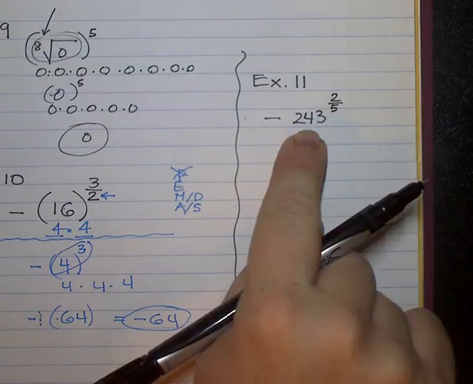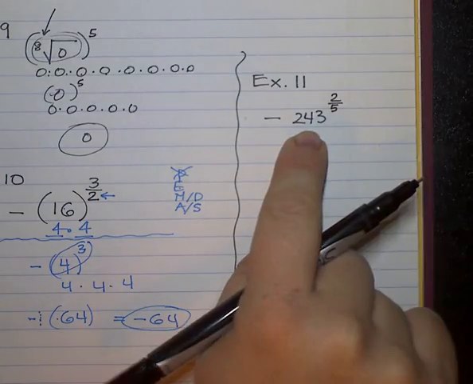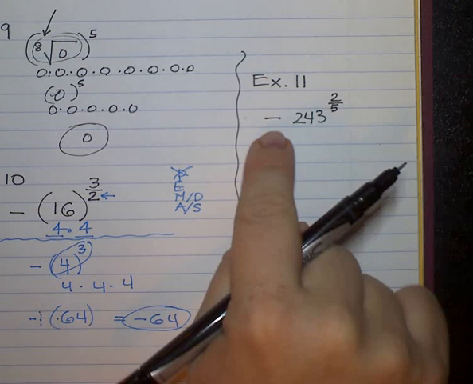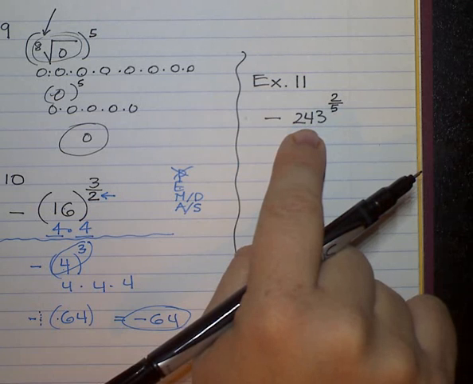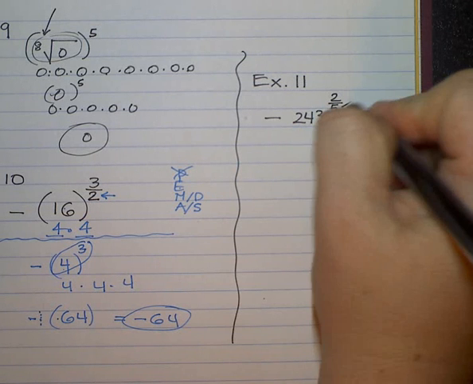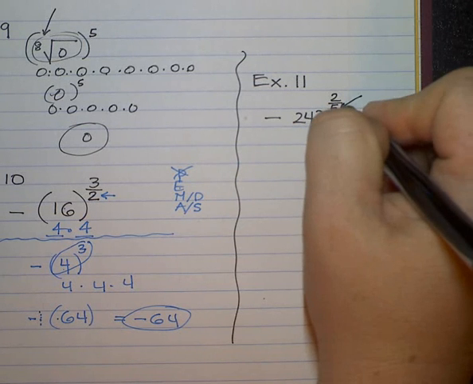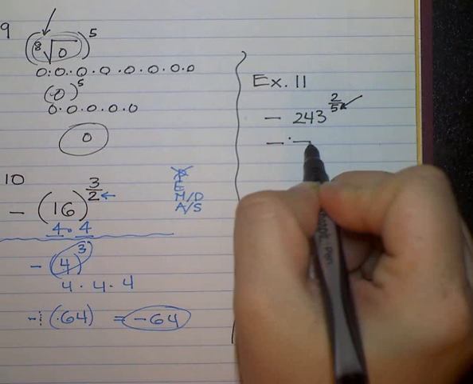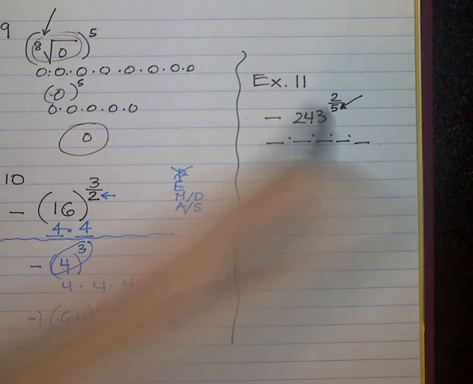This time notice that there's no parentheses separating the negative sign from the 16. So this negative sign actually belongs to the 243. We're going to start with the bottom number, the rational exponent position. What number times itself 5 times equals negative 243?